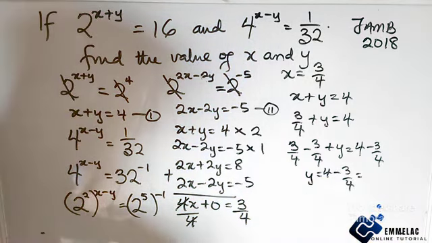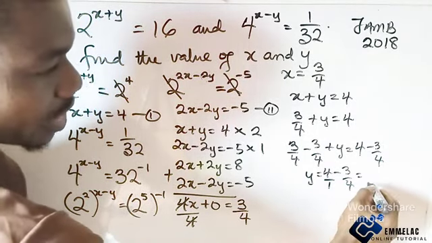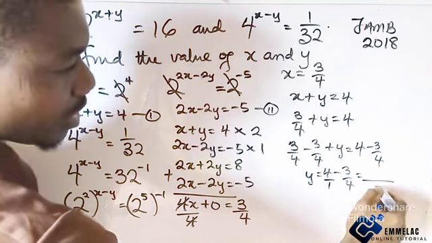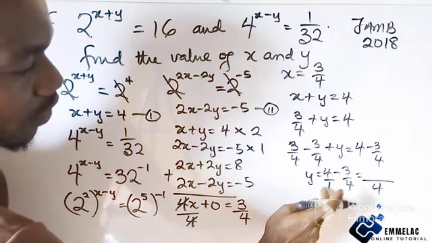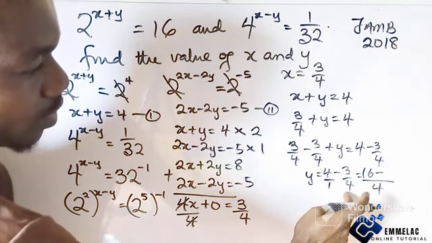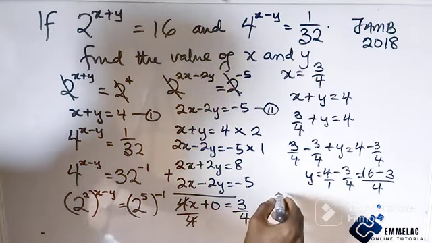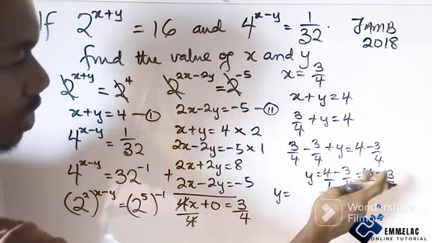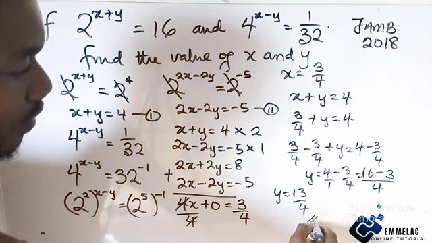Now we can simplify this further. What is the LCM here? We have 4. Now 4 in 1 we have 4, 4 times 4 we have 16. Then minus, 4 in 4 here is 1, 1 times minus 3 we have 3. So here we now have that y equals 16 minus 3, we have 13 over 4. Final answer.